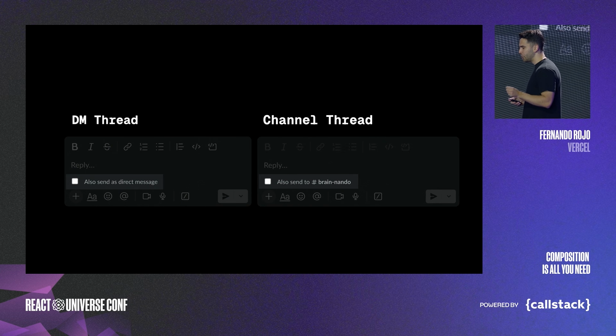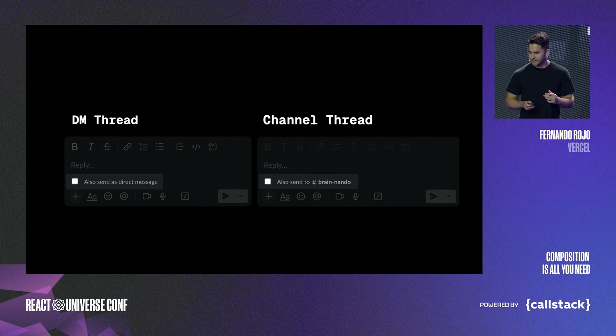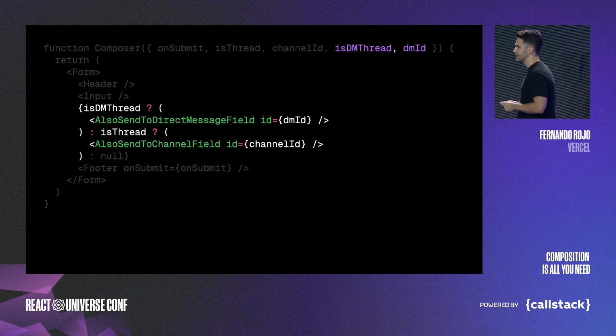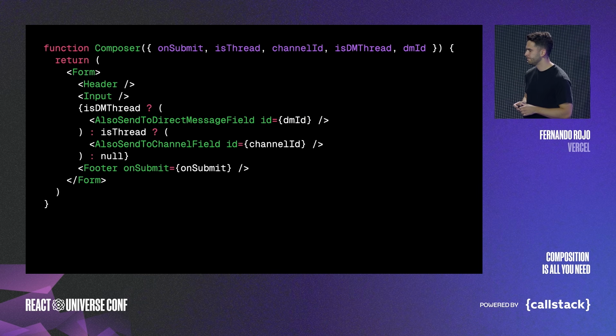The thing is, we have two different kinds of threads to consider, DM threads and channel threads. On the left, it says also send as direct message, and on the right, also send to channel. So how would you organize this logic? You'd probably add another condition, like isDMThread and DMID. And it just keeps going. Now, maybe you add some TypeScript tricks to avoid impossible states with unions. But we just know it's going to be a mess. And you have to handle this with yet another ternary.